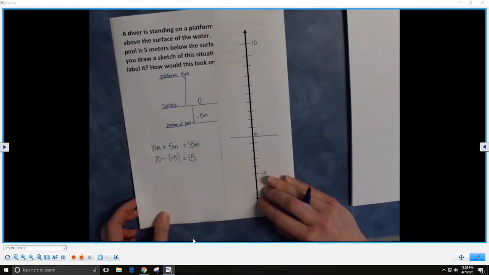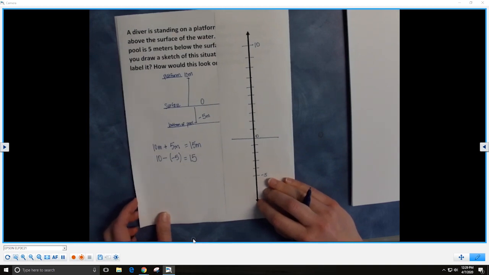So I'm going to pause for 20 seconds, and I'd like you to write everything that you can remember about absolute value.